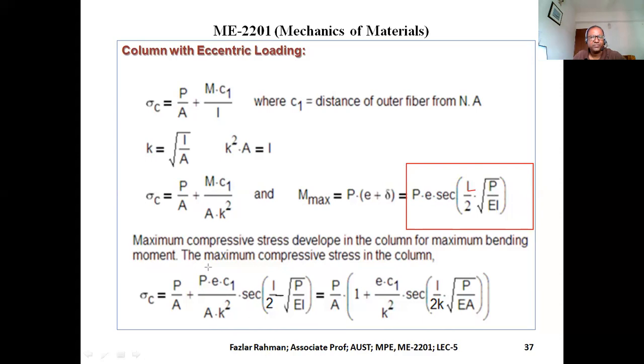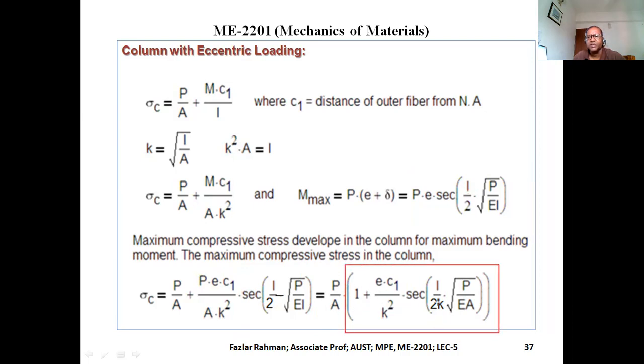So you see, this is the value of M max. We put it over here, P into E, sigma. If I pick up this portion, this portion is coming from M max. Then we take common P by A, and we get this equation: P by A into this mass. And again, this is L, the length of the column.